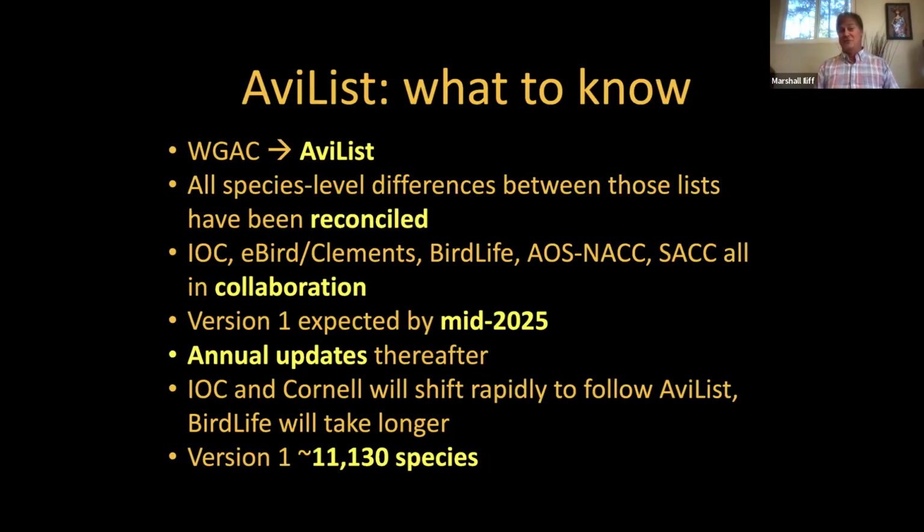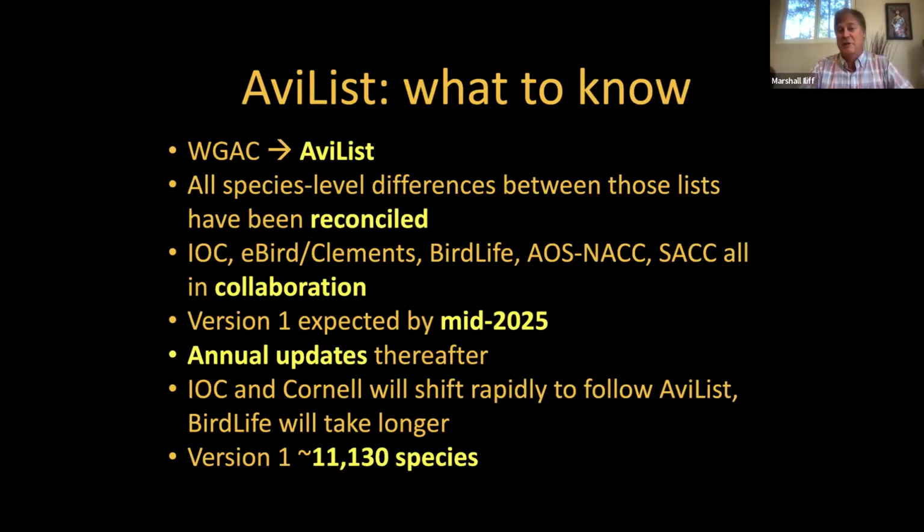So Avalist, which, as we said before, was formerly the Working Group on Avian Checklists of the IOU, now rebranded as Avalist, is this effort to really bring all these different groups together. So the IOC World Bird List, eBird Clements, BirdLife, AOS, North American Classification Committee, South American Classification Committee, and other taxonomists around the world have been collaborating for the past 5 years to review every species-level difference between those checklists and try to come to an agreement on them.